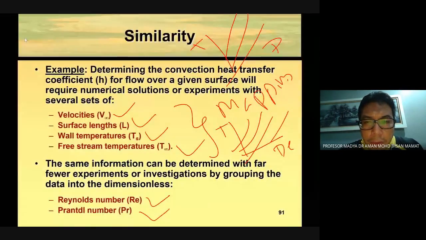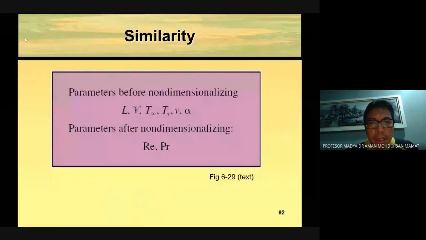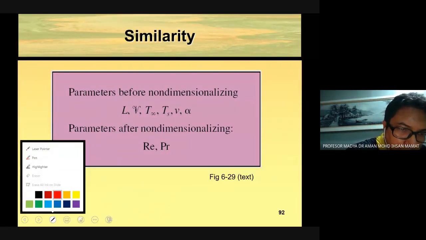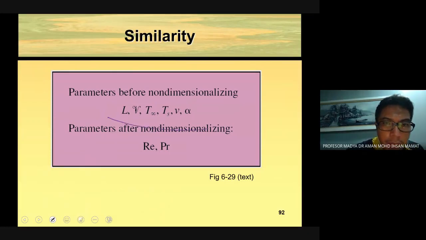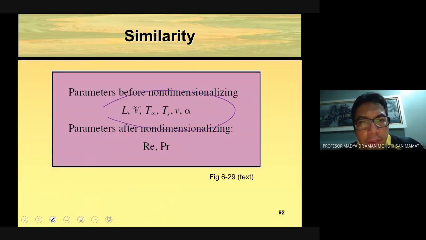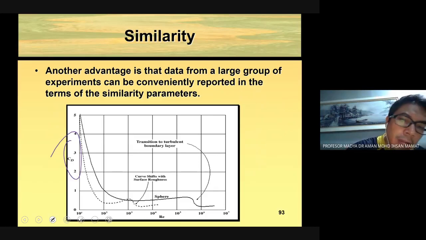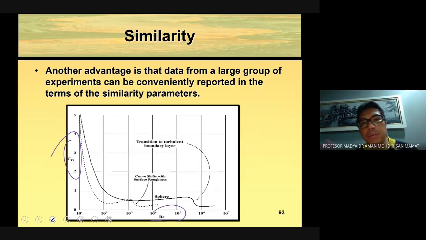Alright, let's continue with this presentation. So these parameters, what pen color? Color purple. So then you have the length and velocity, and then it becomes the Reynolds number and the Prandtl number. Because these are summative parameters, you can even draw the drag coefficient against the Reynolds number, which is based on the similarity concept.